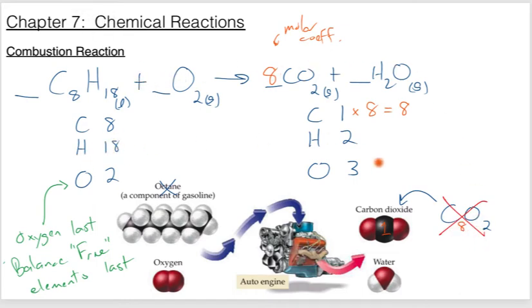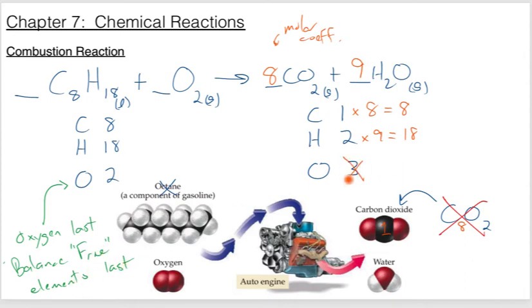Hydrogen, there's 18, there's 2. Well, what's the math? 2 times 9 is 18. What does that 9 represent? The 9 represents that molar coefficient. And now look what happened. That change affected oxygen in both examples. That's one reason why we do oxygen last. We know in combustion reactions it's going to be affected in multiple places, so we might as well wait till the very end to deal with it. That's the logic of the phrase, balance free elements last.